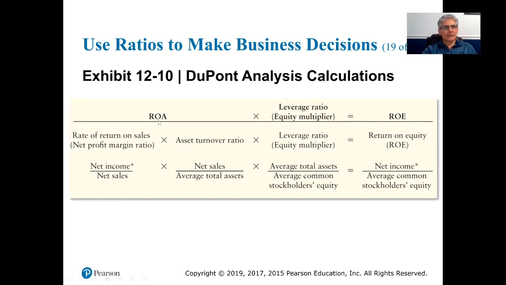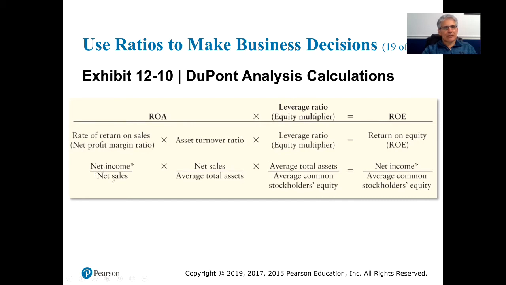And let's look specifically at ROA. That can be computed by taking the rate of return on sales, which is the net profit margin, multiplied by the asset turnover ratio, multiplied by the leverage ratio equity multiplier, which equals the return on equity. So on the surface, it looks like we've just carried over these and defined them a little bit better. But even when we say rate of return on sales, what is that?